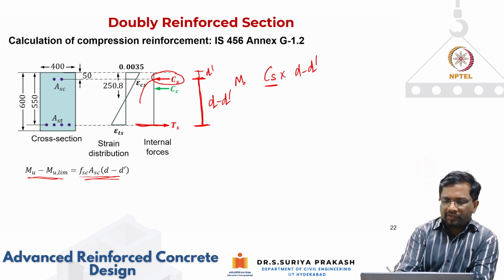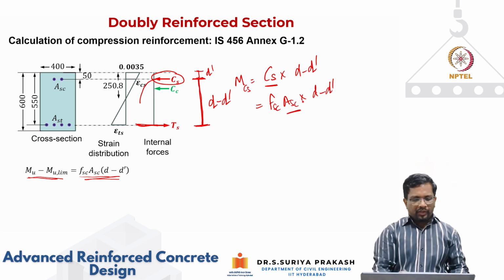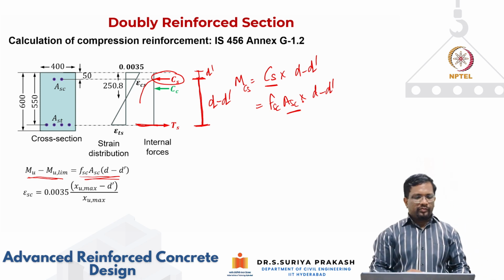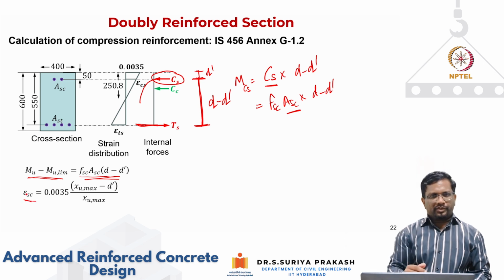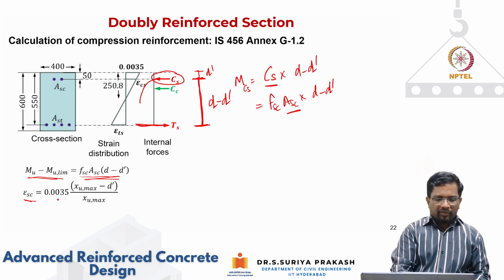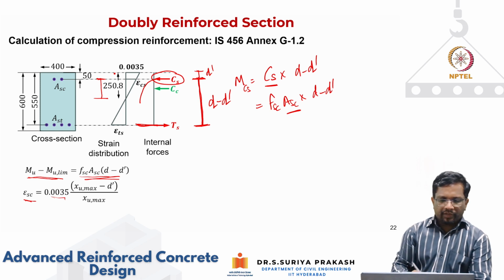Now what is Cs? This is the moment resistance that is coming from your compression steel. Cs is going to be the force Fsc multiplied by Asc, the amount of steel, multiplied by d minus d prime. So I am calculating Asc. For this given problem, we need to know the strain in the compression steel, from similar triangles. Now that I have fixed this point at 0.0035, I can calculate the strain at this location from similar triangles.